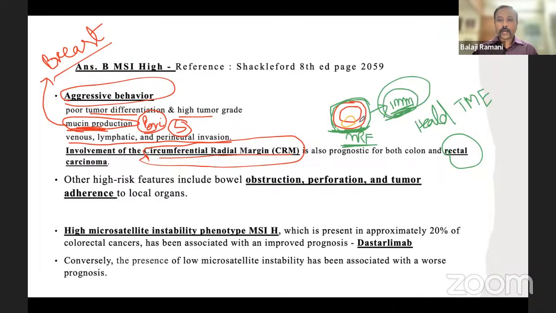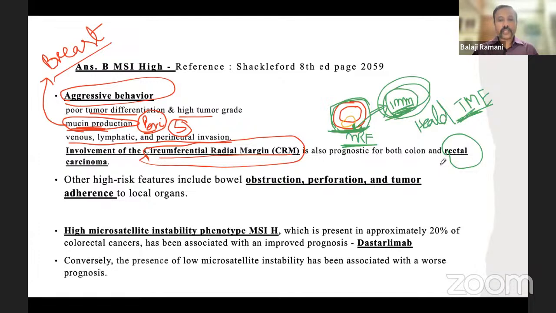This should be at least 1 millimeter. The margin you are considering is the radial distance. Remember, it is not the horizontal distance, it is the radial or depth distance that you are looking at. This distance should be at least 1 millimeter to call it a clear or complete TME, a clear margin. So involvement of the circumferential resection margin is one of the highest negative prognostic factors as far as rectal cancer is concerned.